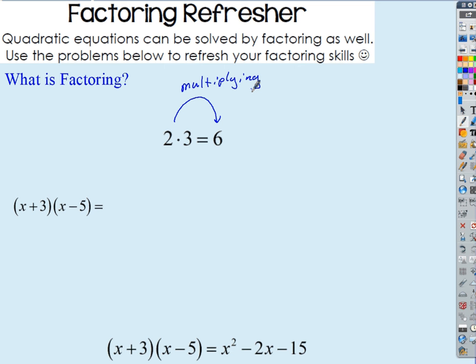Factoring is literally just the opposite of multiplying. When we're factoring something, we would start with the 6 and we'd write it as being equal to 2 times 3. So we're just undoing the multiplication process, right? So the whole point of factoring is we're going to take something and we're going to write it as a product of smaller factors. Okay?